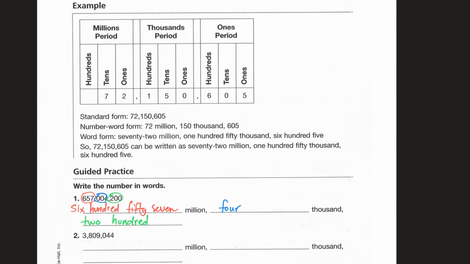Let's try the next one. This is in the millions period, and that's just ones. So that's 3 million. And then what we have is 809, and that's in the thousands period. So 809,000. And then we have 44 right here. That's in the ones period, so 44.